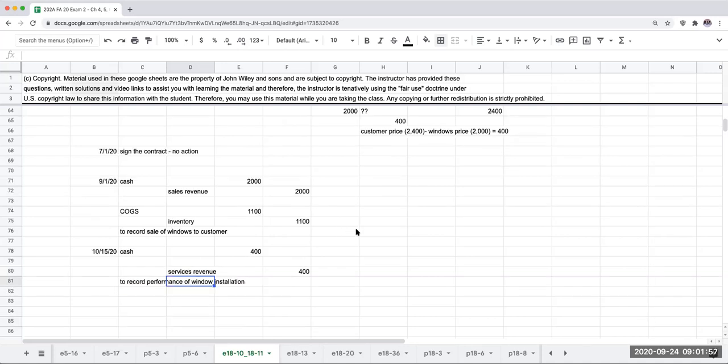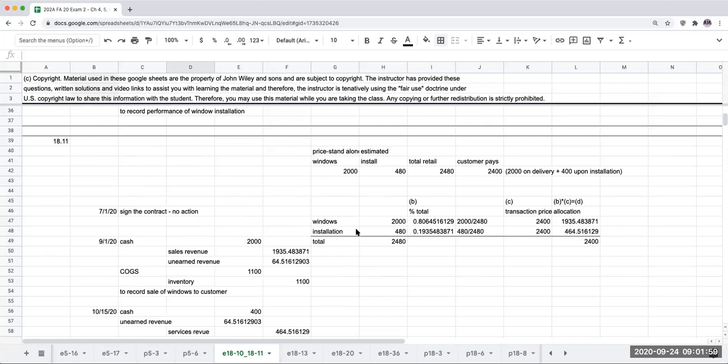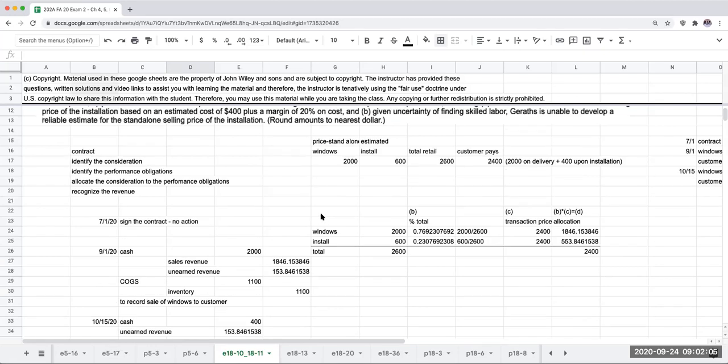I actually really like this question. It's very interesting. So something for you to take a look at in all that free time that you have.